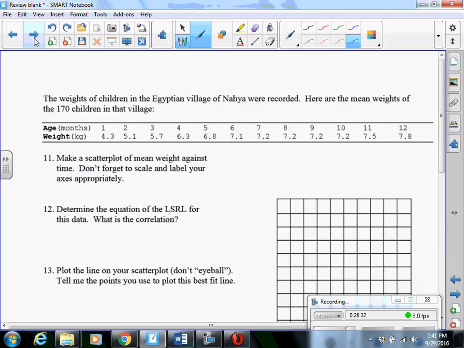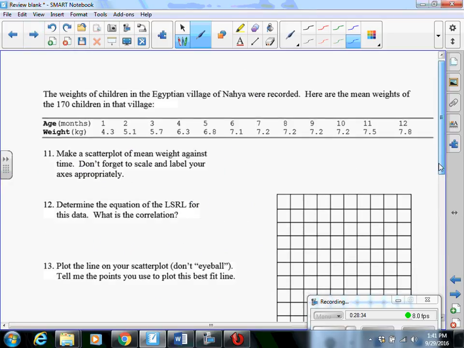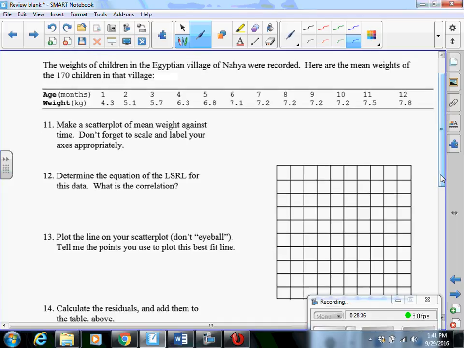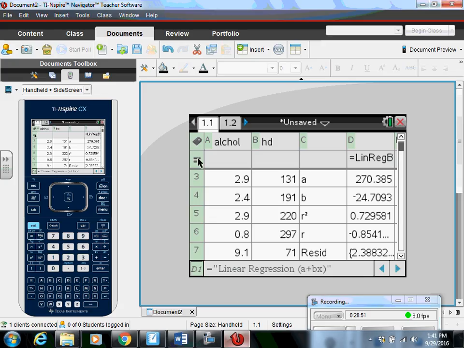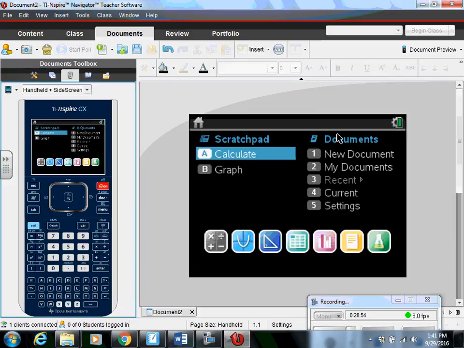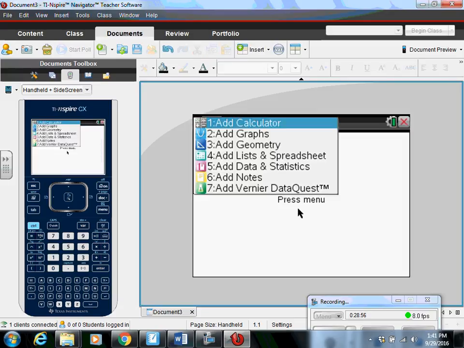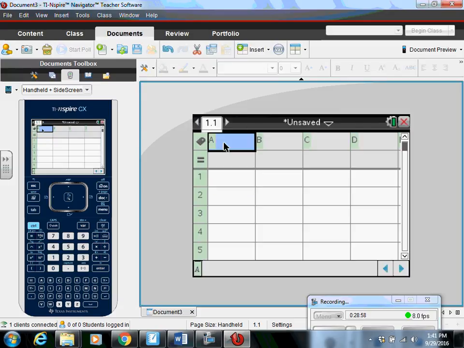Okay, last one. The weights of children in an Egyptian village were recorded. There are mean weights of 170 children in that village. So we did the ages. This is the average weights of the different age ranges. So this wants me to actually calculate everything. So I'm going to go back to my calculator, and we're going to have to start a new document, and we're going to plug everything in again. So I'm not saving this. I'm going to start a list and spreadsheet. I'm going to put age in here. I'm going to put weight in here.